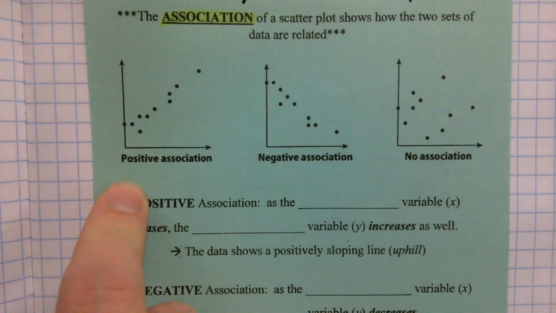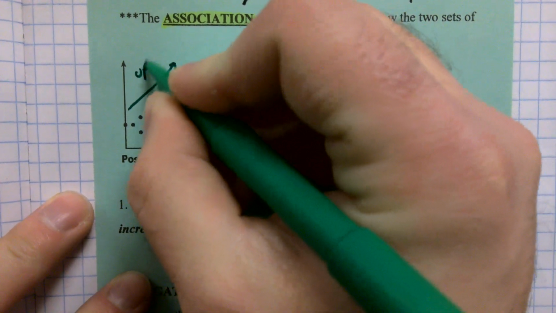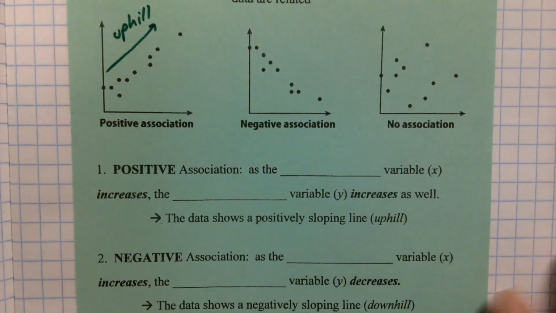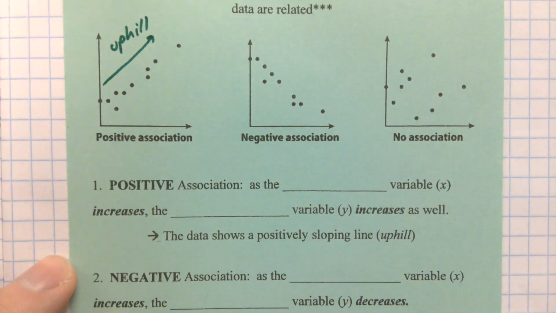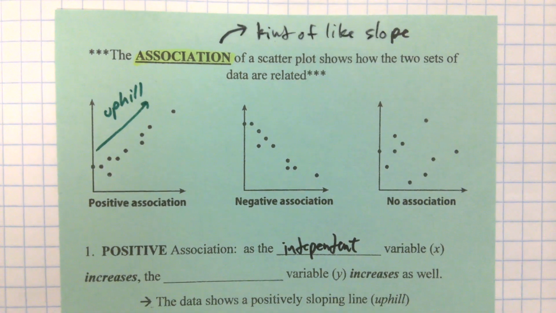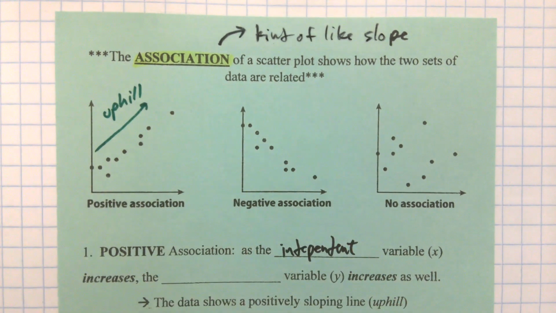So if we look at this first scatter plot, we have a positive association. We can tell that it's a positive association because from left to right, we're going uphill. With positively associated scatter plots, as the independent variable increases, which is my x, remember, if you've got an x, you're independent, right? I don't need my x, I'm independent. So independent is x. As my x increases, my dependent variable y also increases.